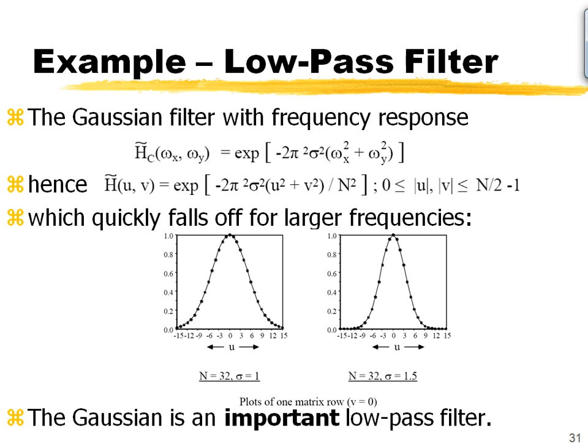So I can write the Gaussian in the frequency domain as simply being an exponential of minus 2 pi squared sigma squared, and then of course the frequency. So it's two-dimensional, so omega sub x squared plus omega sub y squared. Now, of course, in the digital version, all I have to do is divide it by n squared in order to normalize the size, right?